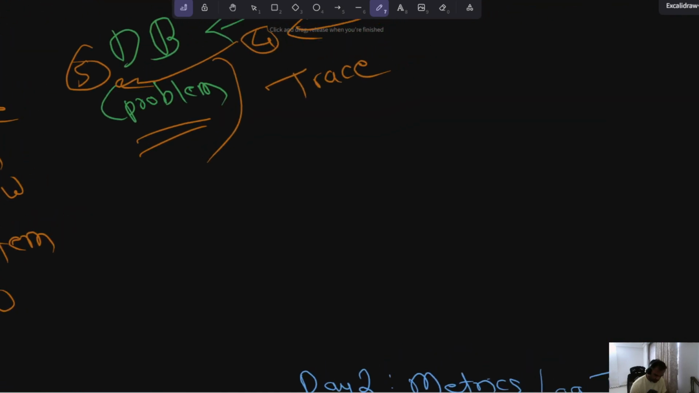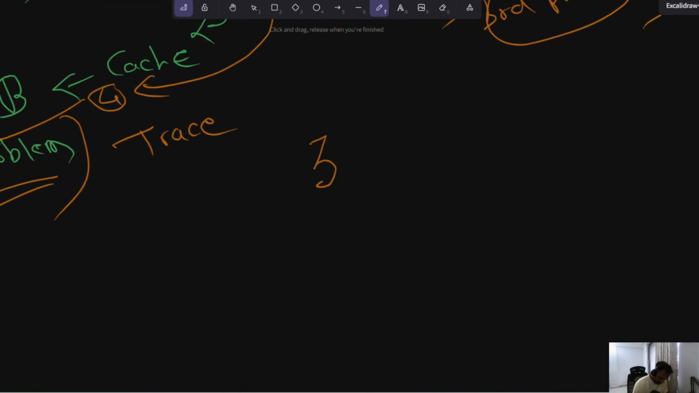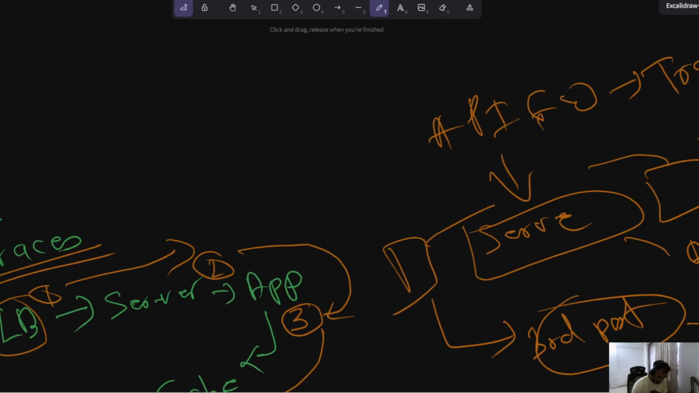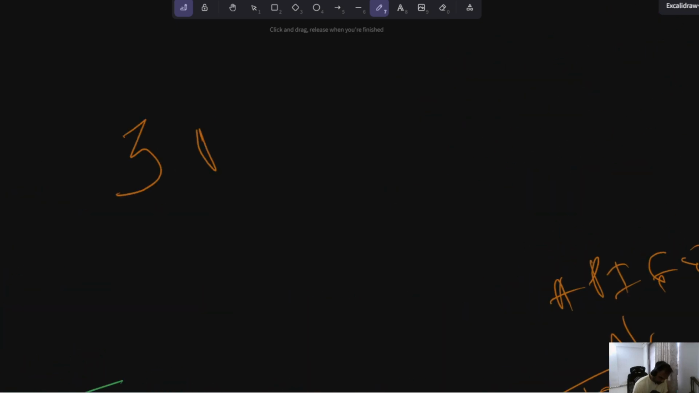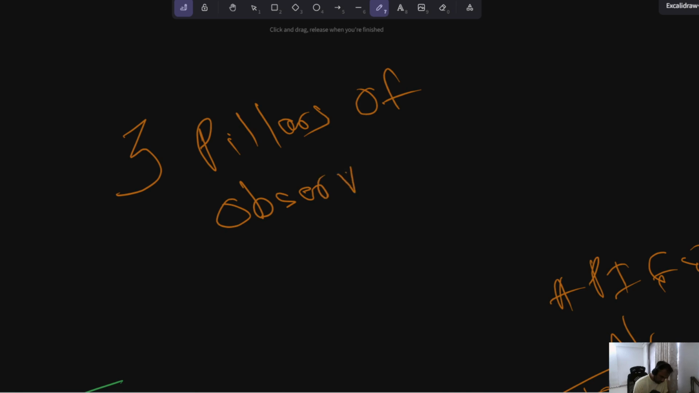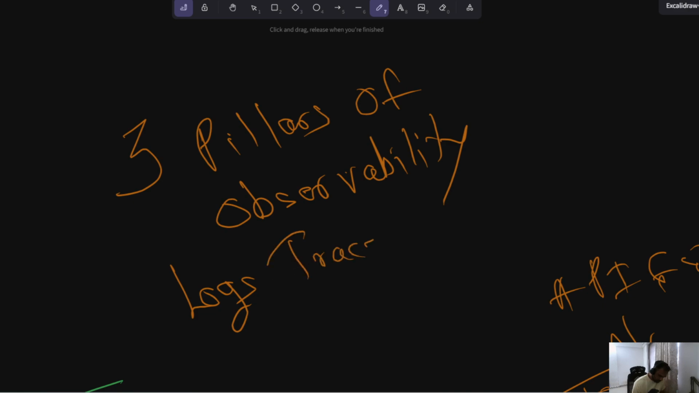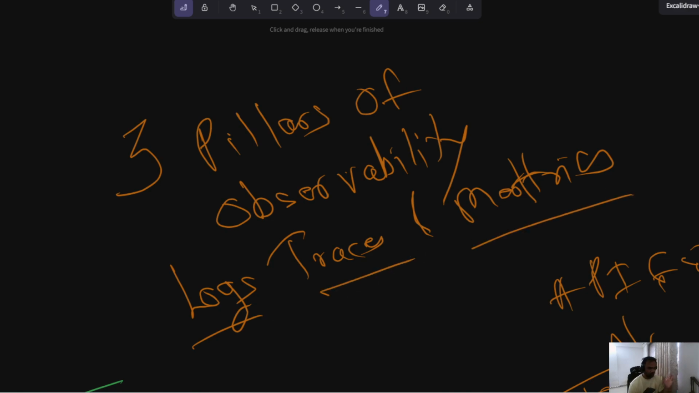In fact, they are called the three pillars of observability: logs, traces, and metrics. This is why these concepts are so important, and they're called the three fundamental pillars of observability.